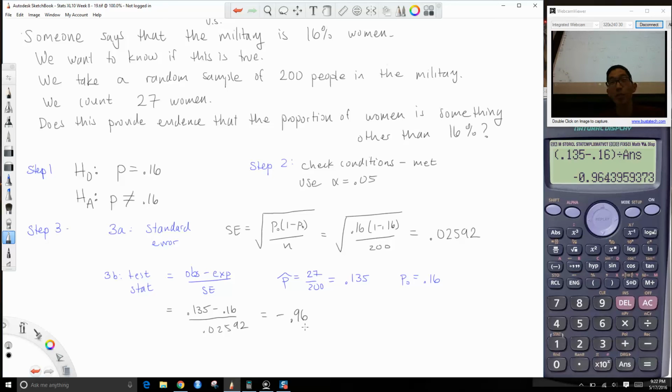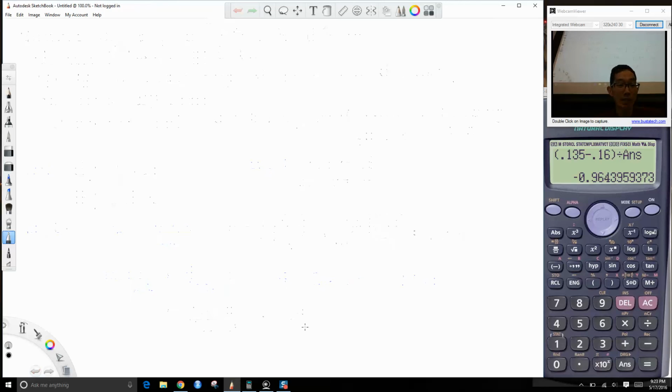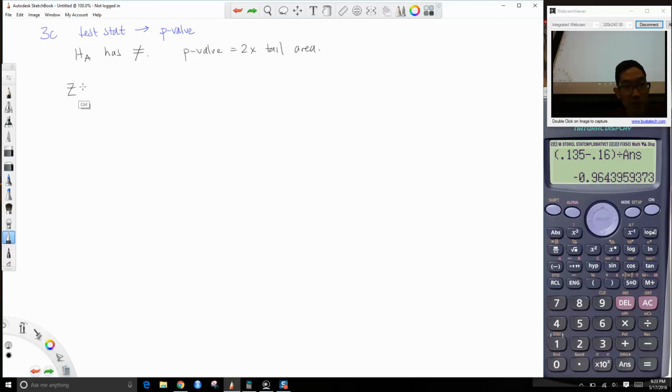That's next, step 3C, getting our p-value. Okay? Good? Okay. So step 3C is going from the test statistic to the p-value, right? So what is the symbol that shows up in our alternative? HA has a not equal sign, right? So what does this mean? Our p-value is 2 times our tail area. And right now our Z, our test statistic, is what?